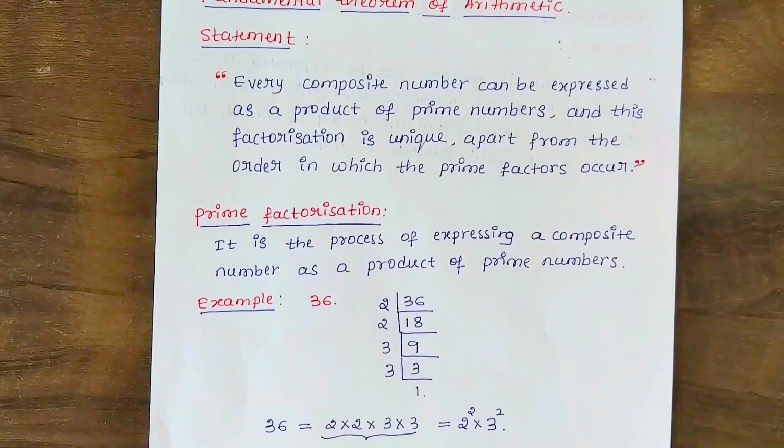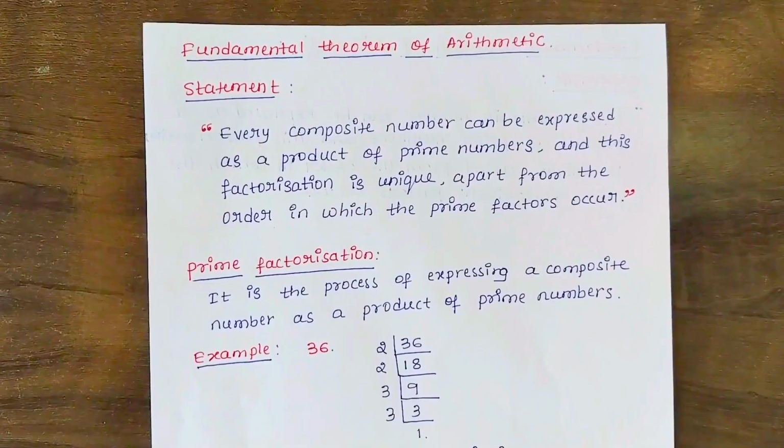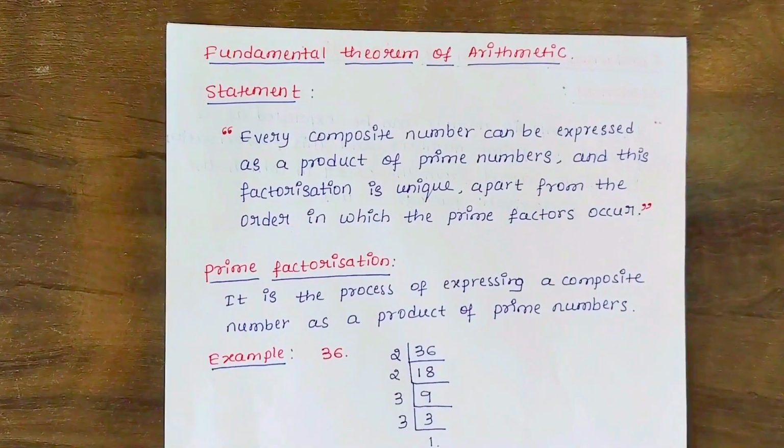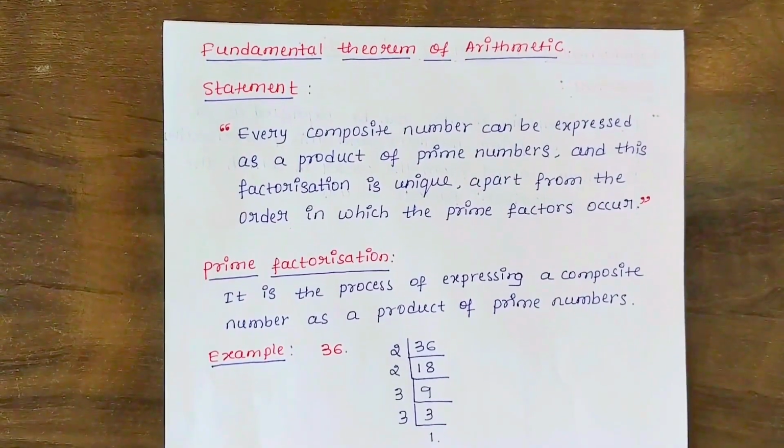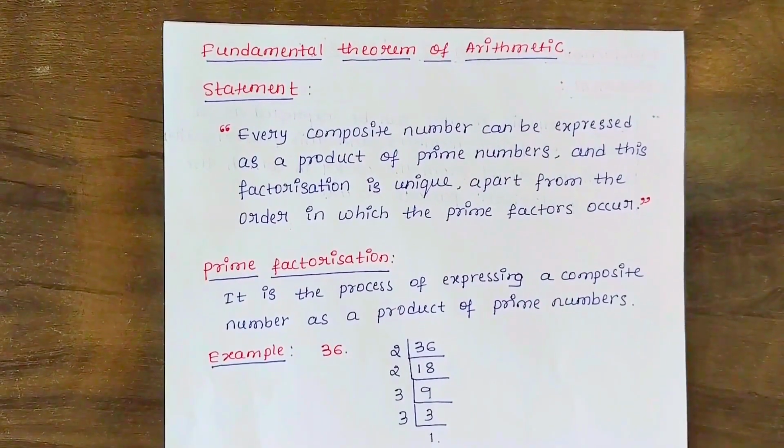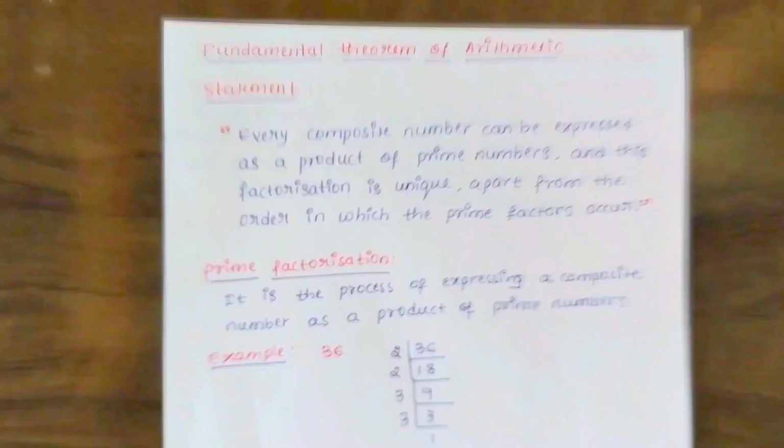I think now you have a clear idea about the statement. Whenever the question is like find the prime factors of a number by the factorization method, the final answer must be in prime numbers only. So this is all about the statement and prime factorization. Now we'll move to the next topic, that is HCF and LCM of numbers.